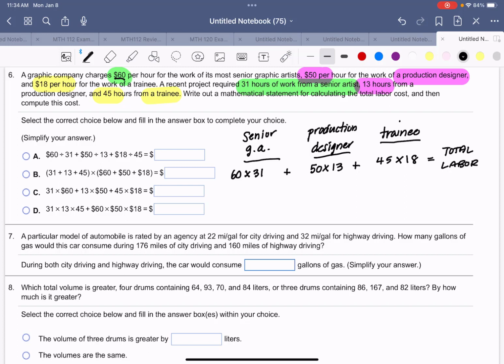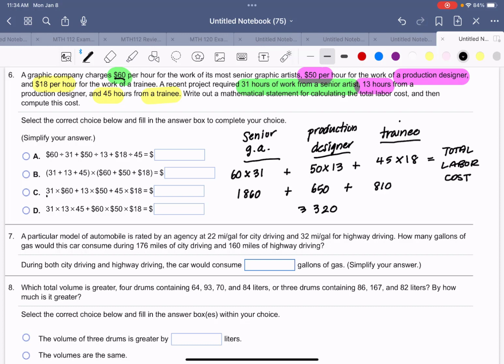So we multiply first according to order of operations, and then we add. So 60 times 31 is 1,860, plus 50 times 13 is 650, plus 45 times 18 is 810. Adding those together, 1,860 plus 650 plus 810 is $3,320.